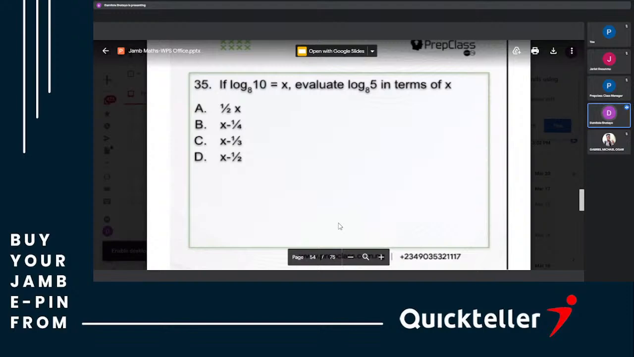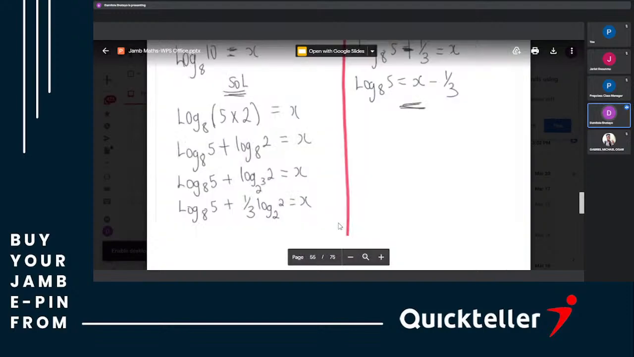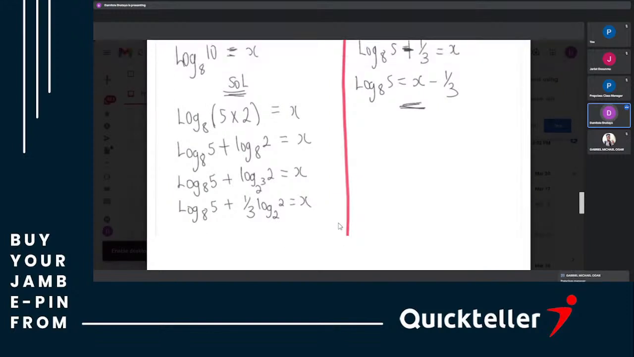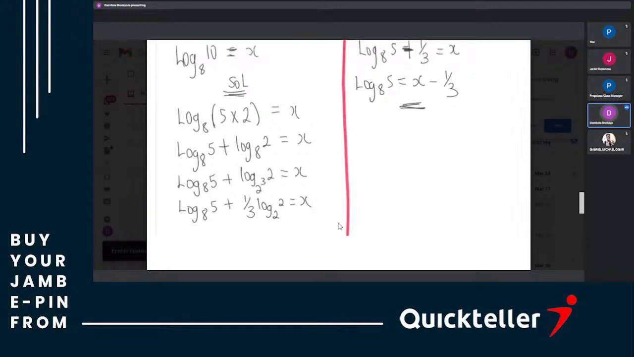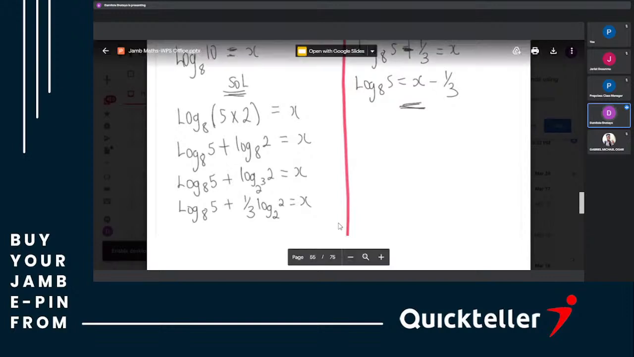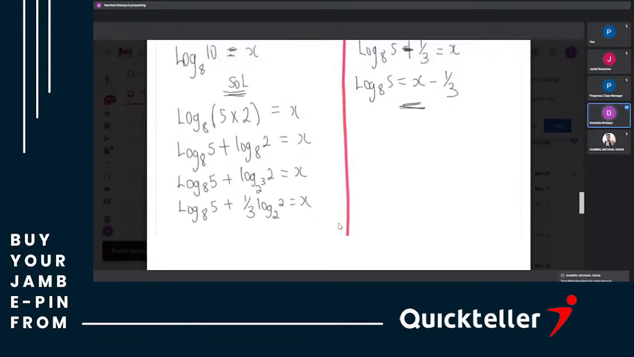How will I turn log 8 10 to log 8 5? I broke 10 into 5 times 2. Log 8 10 is log 8 of 5 times 2 equals x. 5 times 2 came from 10, right? Now, multiplication of logarithm will produce what? Addition. And log 8 of 5 times 2 will now become log 8 5 plus log 8 2.